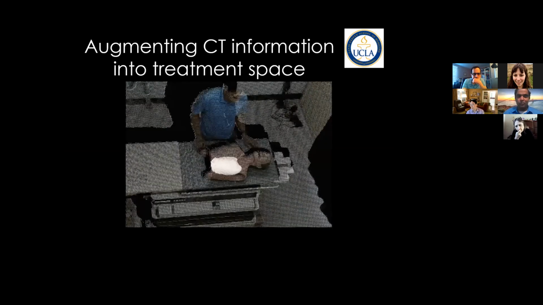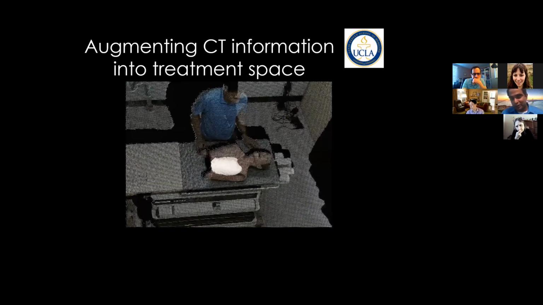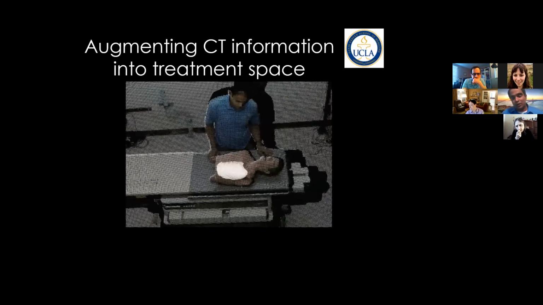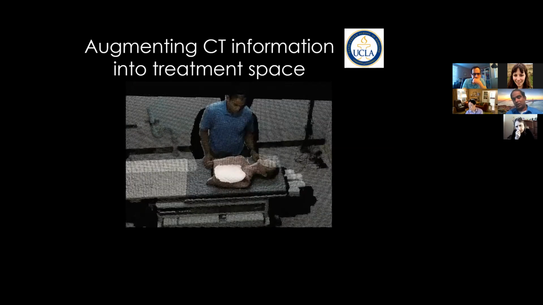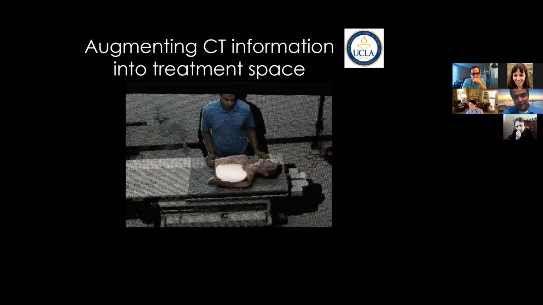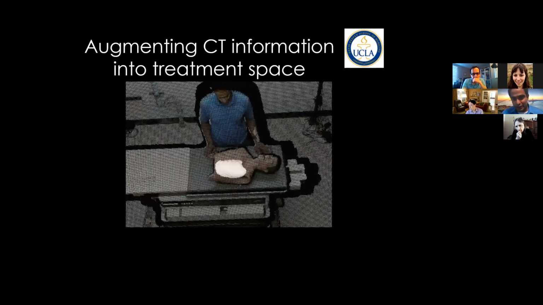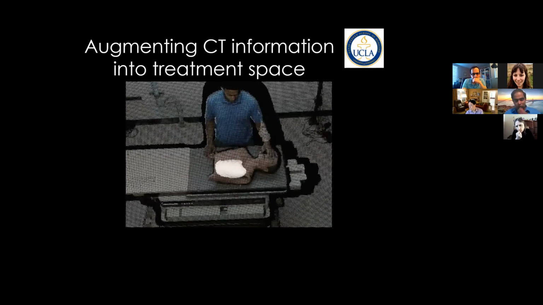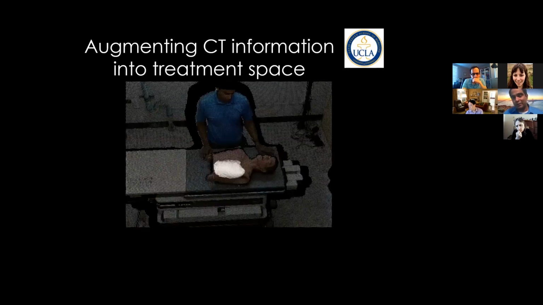Now that we know we can measure what is happening in the treatment space, can we throw the CT data of the patient onto the mannequin itself, or onto the patient itself, and see where the patient is and where the anatomy is? That becomes the focus of what is happening. Now we can acquire the treatment space. Now, what do we do with the actual imaging data?